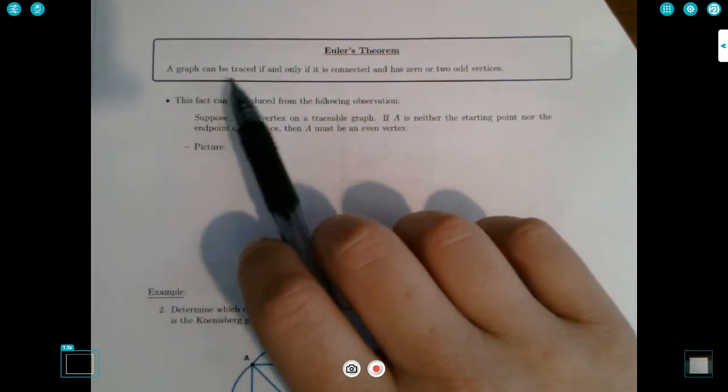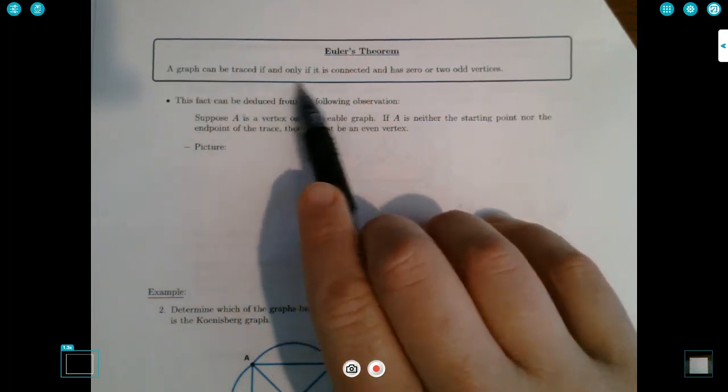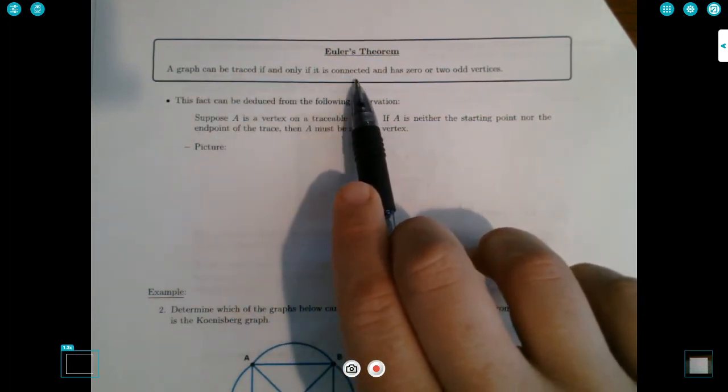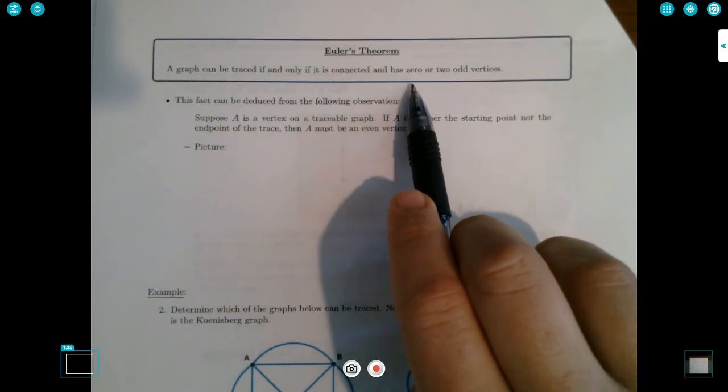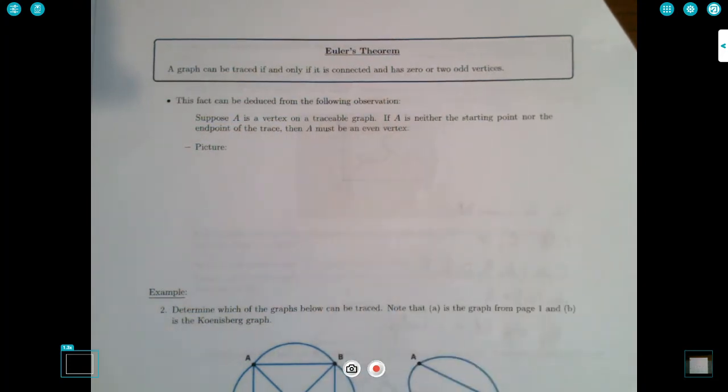says a graph can be traced, so it's traceable, if and only if it's connected and it has 0 or 2 odd vertices.